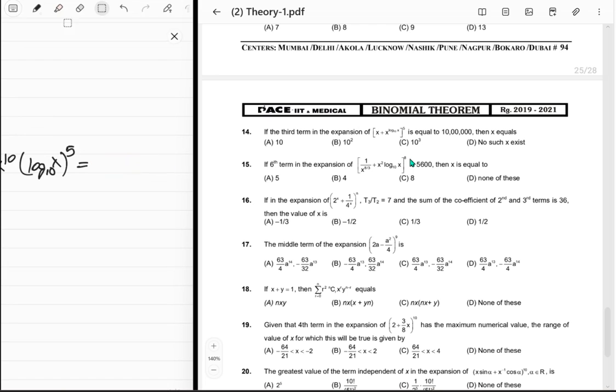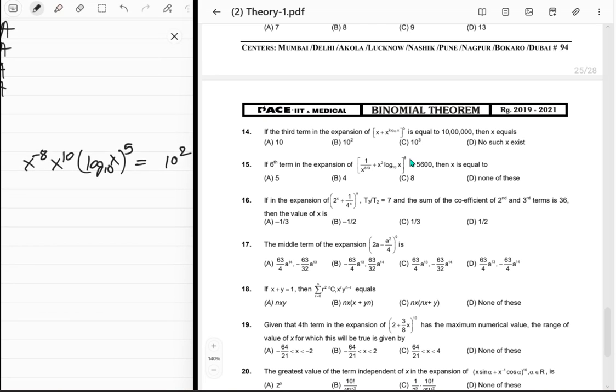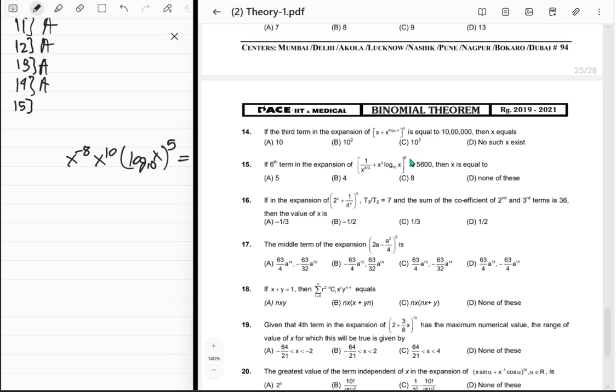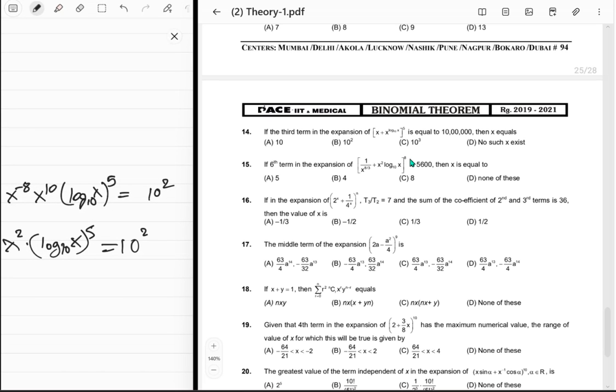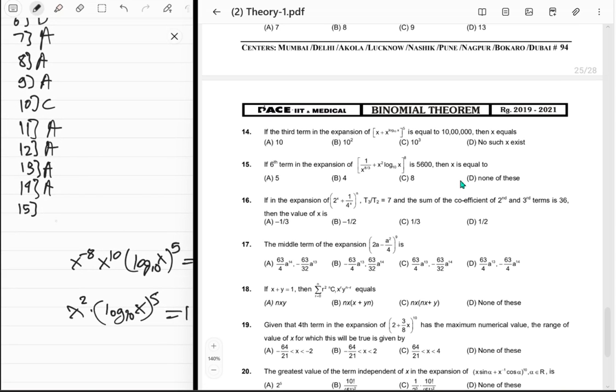Just 100, so 10 power 2. I'm guessing the only way this could probably work is if x was 10, right? Because this is x power 2 times log base 10 of x to the power of 5 is equal to 10 power 2. So if x was 10, it would work, but none of these are 10. So yeah, D. There we go.